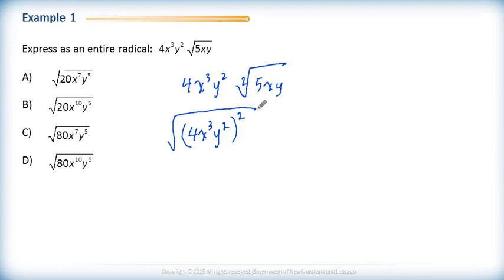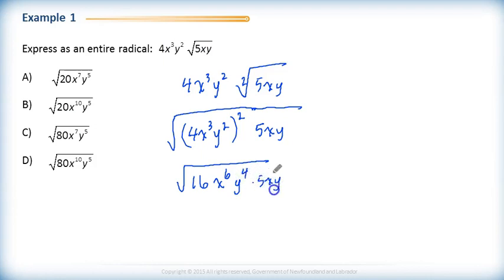So we've got the square root of 4x cubed y squared all squared times the radicand that was already there, which is 5xy. Squaring the 4, we get 16. X cubed squared, we've got to multiply those exponents, so we've got x to the 6. Y squared squared is y to the 4 times 5xy, and now we multiply out what we have. 16 times 5 is 80, x to the 6 times x to the 1, that'll be a total of x to the 7 when we add those exponents, and y exponent 4 times y exponent 1 will give us y exponent 5.